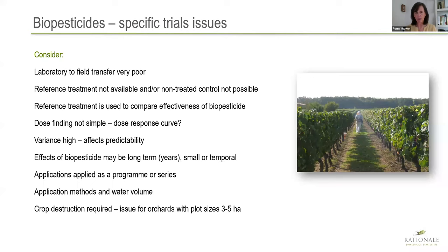We also know from the previous session that dose finding is not simple, that we often don't know what our dose response curve is, and it's very difficult to find that out. We know that variance is high. And as Pathi has pointed out, the effect of a biopesticide may be long-term. It may be across a whole season. It may be across multiple years as well. So again, this changes how we design trials and what we can do with trials.